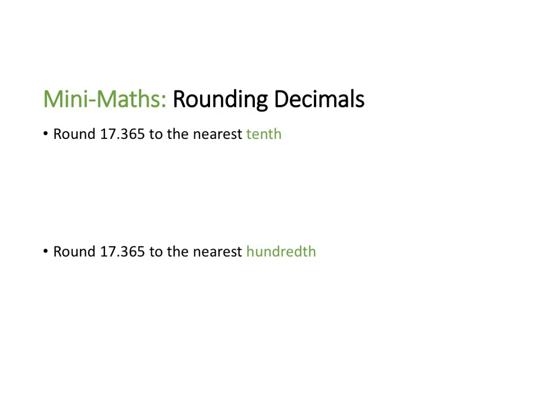So let's start by rounding this number 17.365 to the nearest tenth. First up, we need to work out what the target digit is. So what number here is in the tenths place? The target digit in this case is 3. So I'll circle that in red.